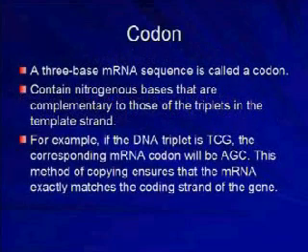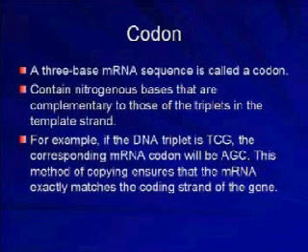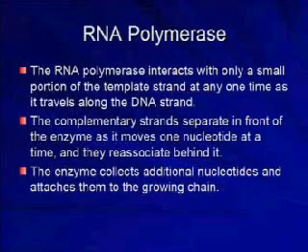A 3-base messenger RNA sequence is called a codon. It contains nitrogenous bases that are complementary to those of the triplets in the template strand. For example, if a DNA triplet has thymine, cytosine, and guanine, the corresponding messenger RNA codon will be adenine, guanine, and cytosine. Now, this method of copying ensures that the messenger RNA exactly matches the coding strand of the gene. This is so important.